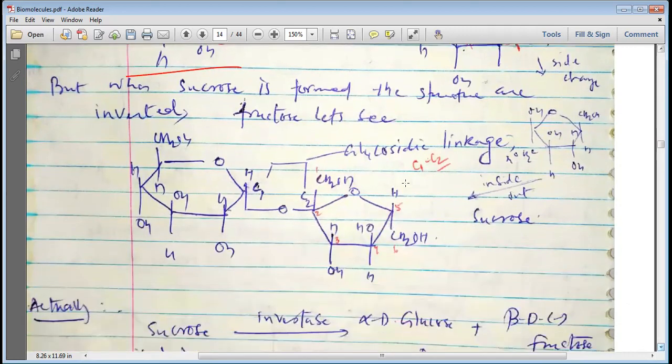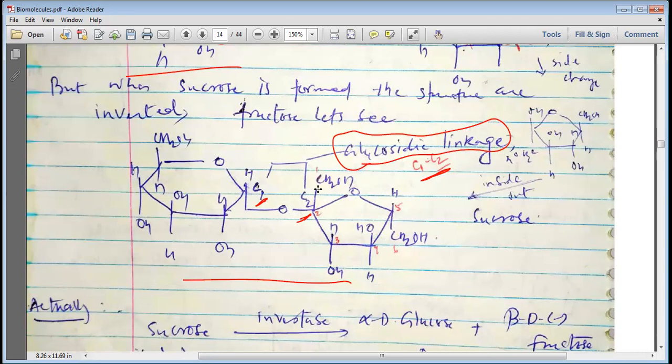If you look at the structure of sucrose, we can find that this alpha D glucose and beta D fructose are bonded with the carbon number 1 of the alpha D glucose to the carbon number 2 of the beta D fructose, and that is why this linkage is known as the C1C2 linkage. It is known as the C1C2 glycosidic linkage between the alpha D glucose and beta D fructose.